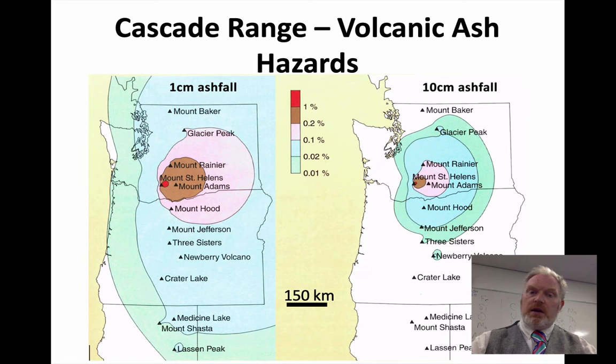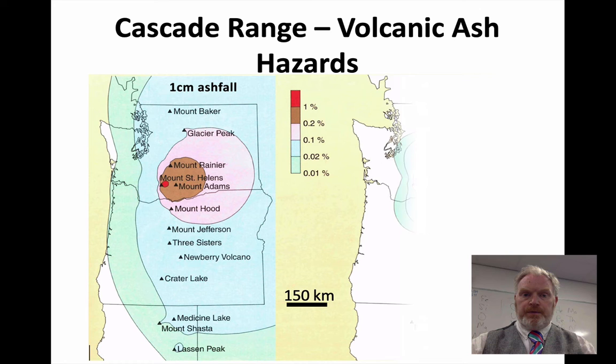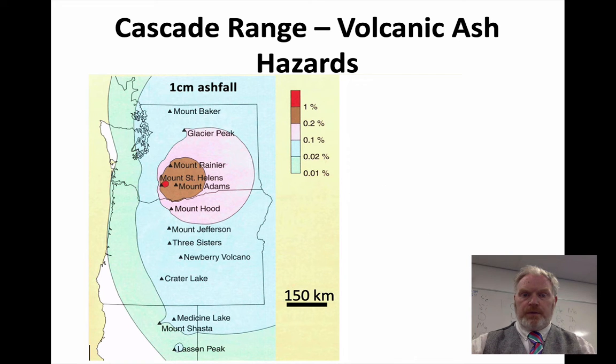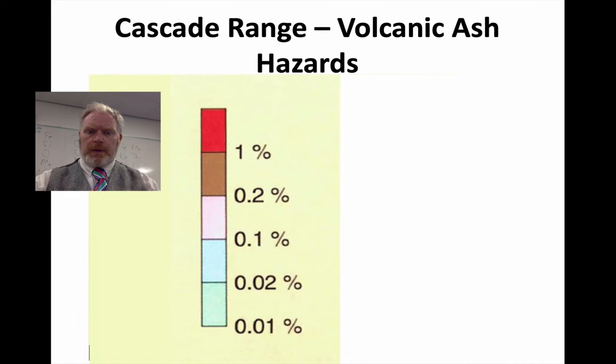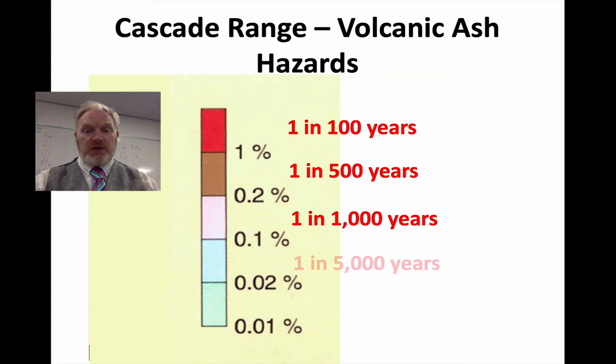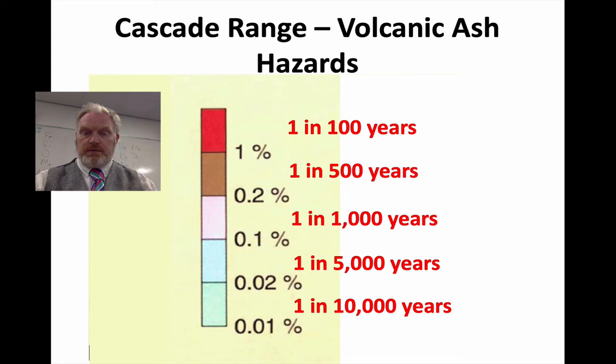If we look at the probabilities here and what these actually mean, let's zoom in a little bit. So this is the key to our map. Remember, these are annual percentages. So 1% is the equivalent of 1 in every 100 years. 0.1, 1 in 1,000 years, and 0.01, once in every 10,000 years. Showing the return period of depositing ash over that wide an area.